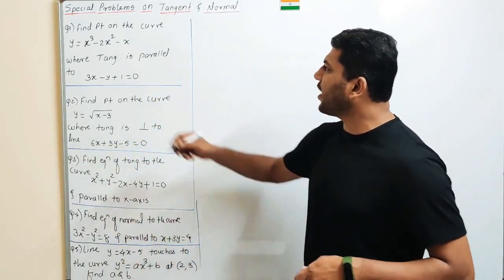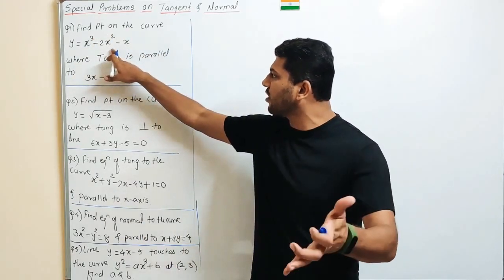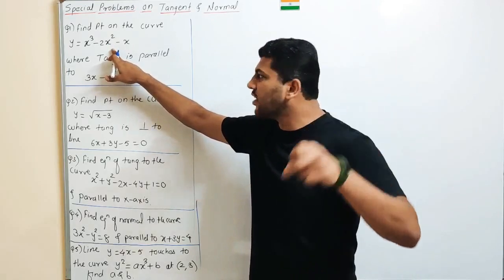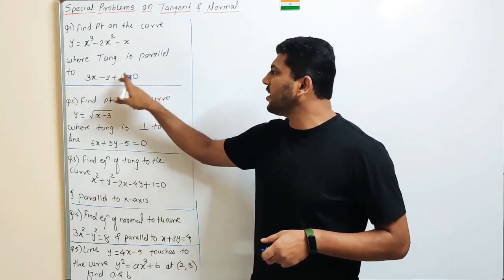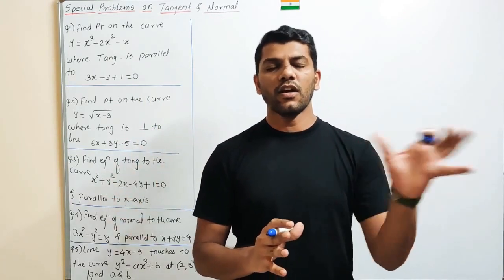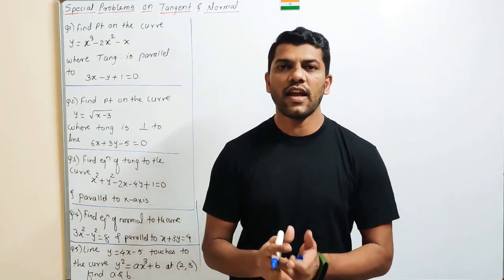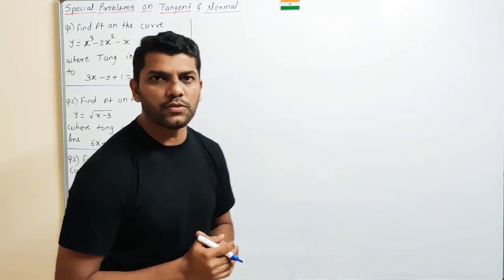Here you have to find the point on the curve. This is the equation of the curve, and you have to find a point on that curve where the tangent is parallel to this line. If you observe, this is not an ordinary problem like finding the equation of tangent and normal to the curve. This is something different, and that's why these are important for the objective examination.